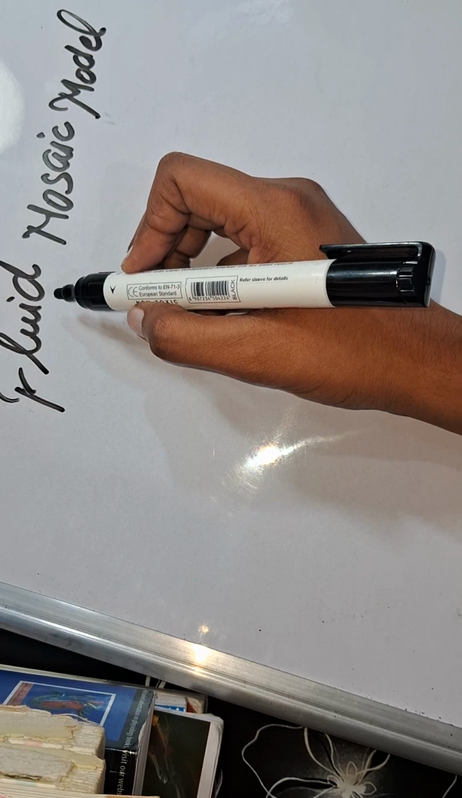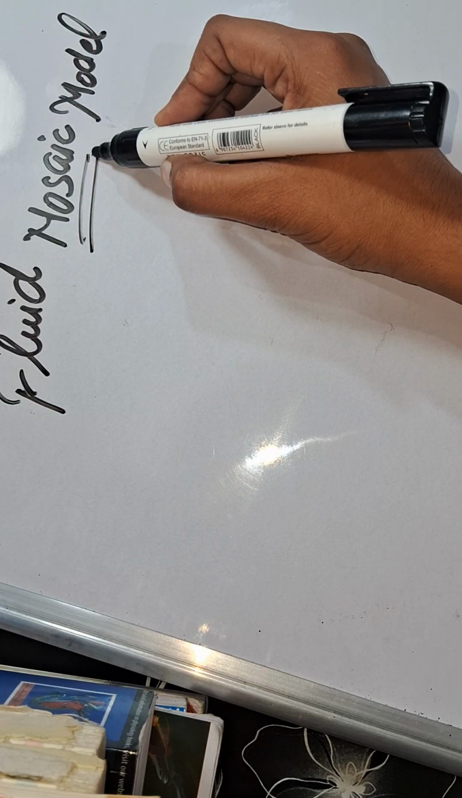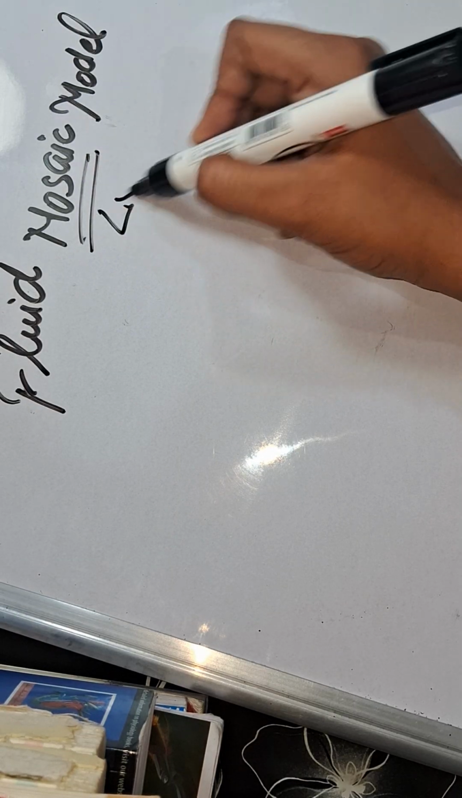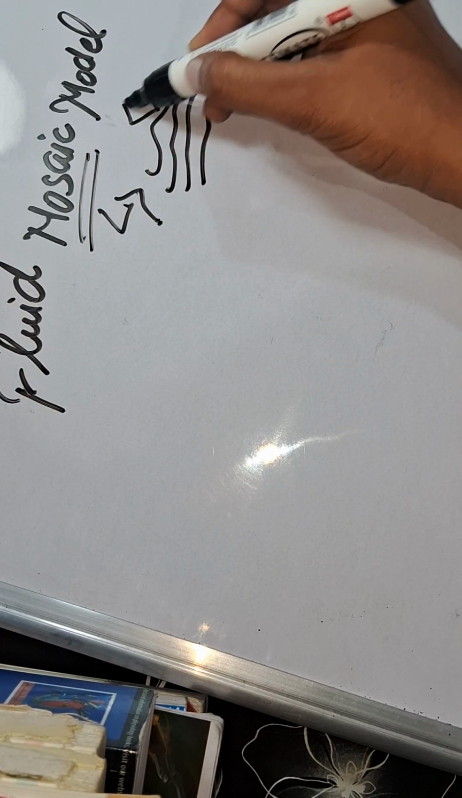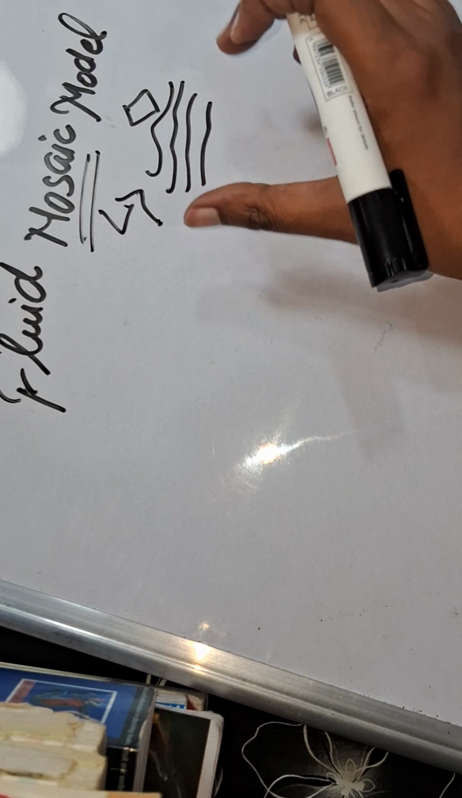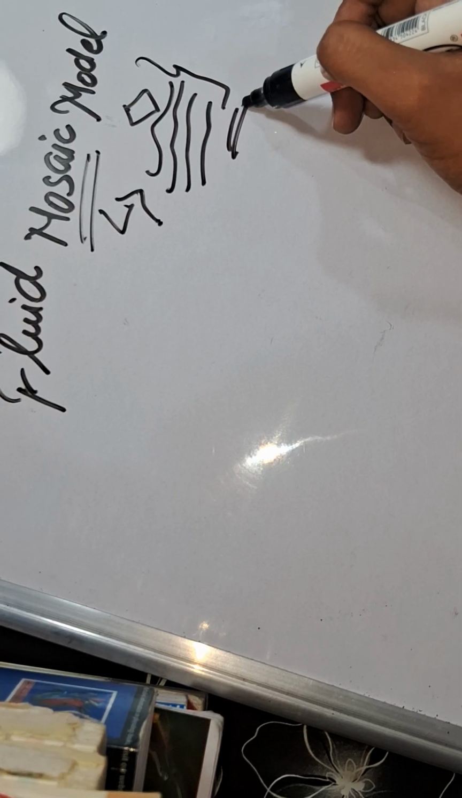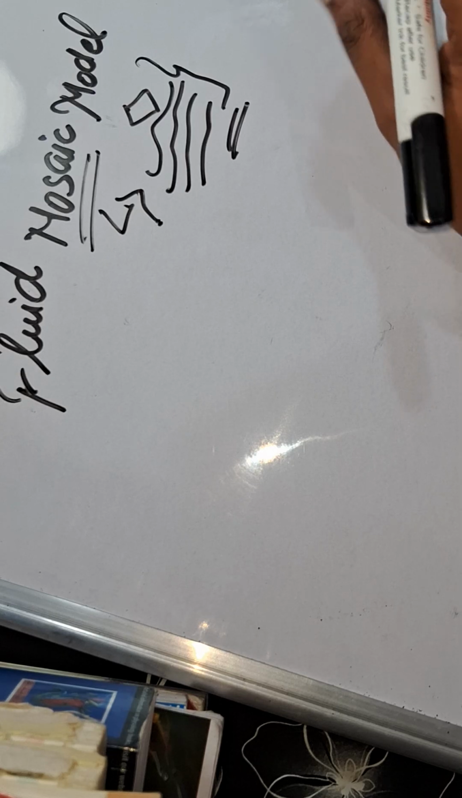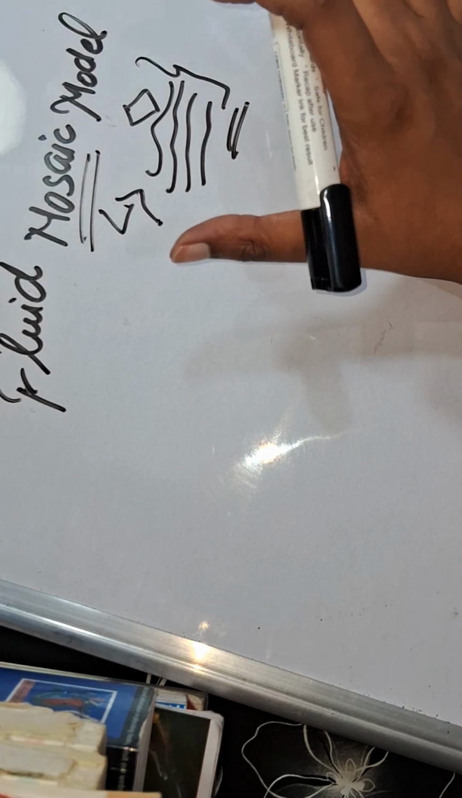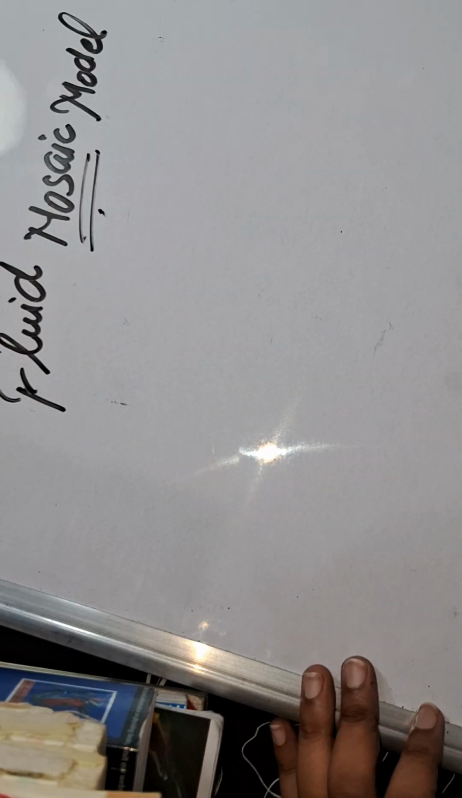Fluid means anything which can flow. Mosaic is an appearance. Likewise, you can say as if water is running and ice is floating over it. This is a mosaic appearance. Now we will see how the mosaic appearance resembles our fluid mosaic model. How is our lipid bilayer structure similar to the mosaic appearance? It was just an example.